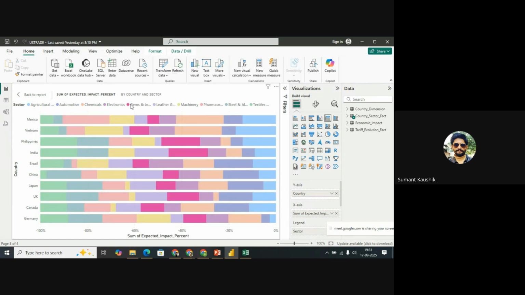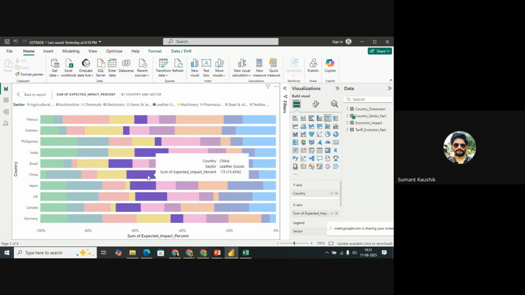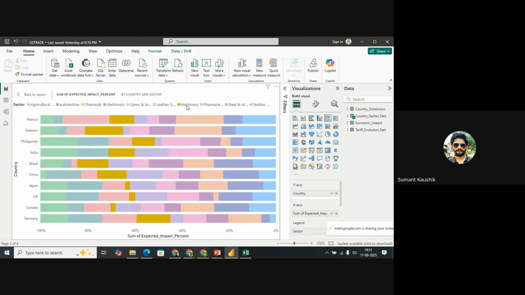In case of gems and jewelry, we can see the highest impact will be in the case of Philippines and India. Other countries will not be facing so much impact. In case of leather goods, China will be the highest, and number two will be India. In case of machinery, Vietnam faces the highest impact.